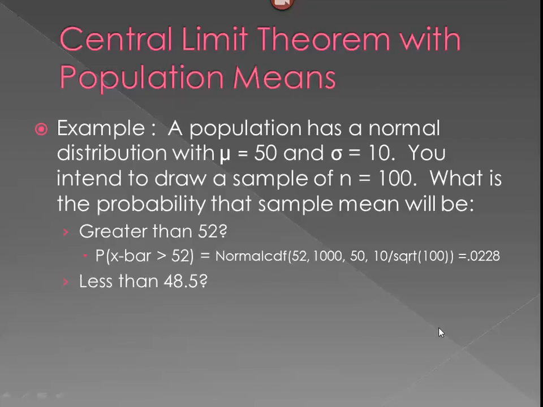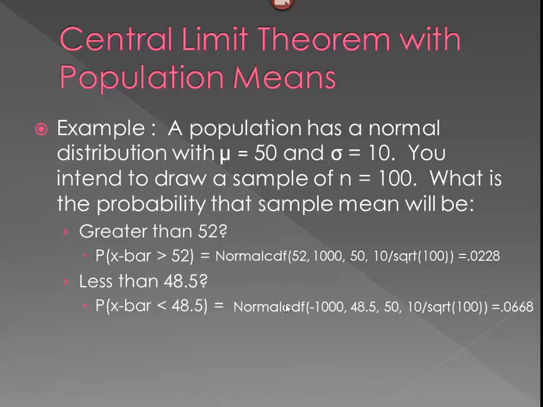Now we're doing less than 48.5. We're going less than a number that is to the left of the center. So we're going normal CDF negative 1,000 all the way up to my upper boundary of 48.5, comma 50, comma, again, the same thing, 0.0668.